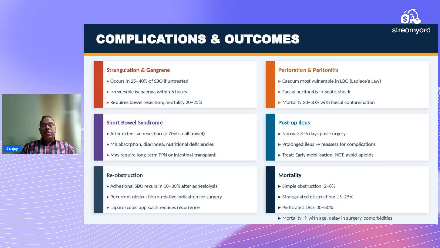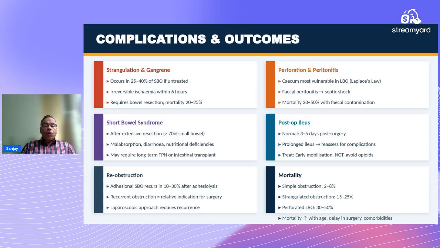Perforation of the gut leading to peritonitis is again a very important complication which can occur. Cecum is the most vulnerable part of the gut, especially in a closed loop obstruction. This can lead to fecal peritonitis and, of course, sepsis. Mortality increases to almost 50% with fecal contamination of the peritoneal cavity.